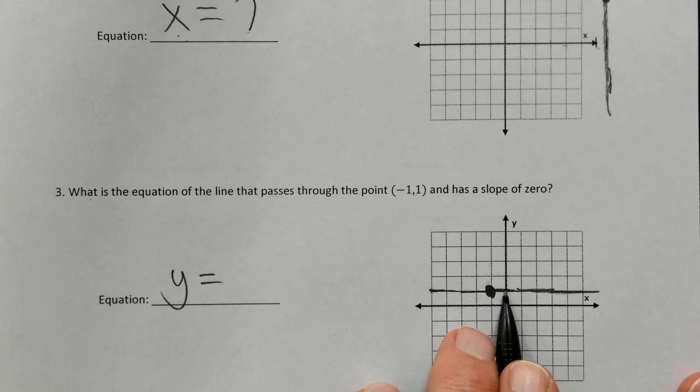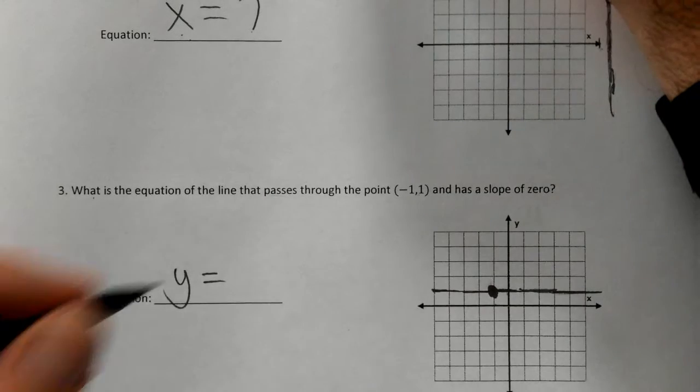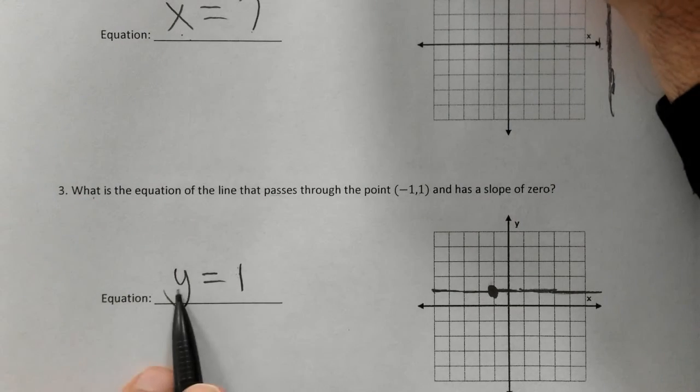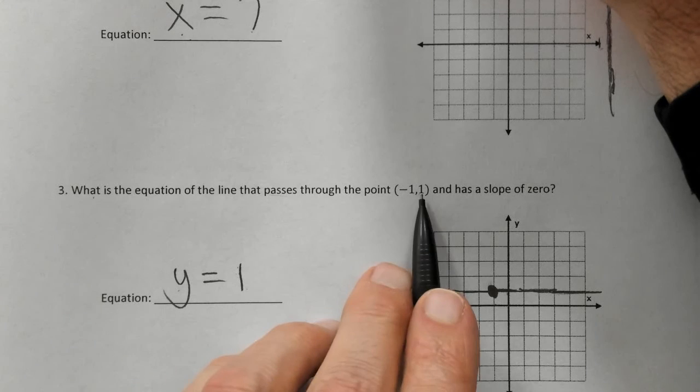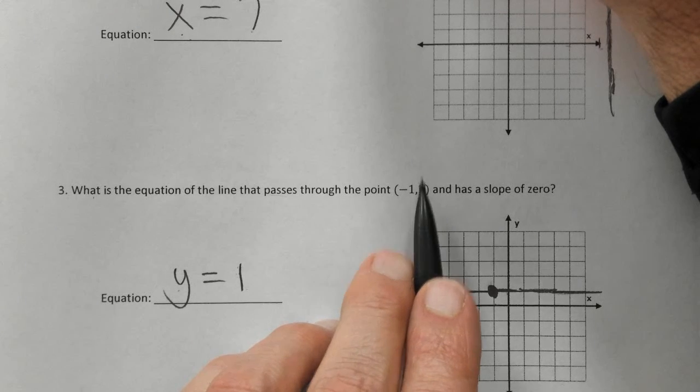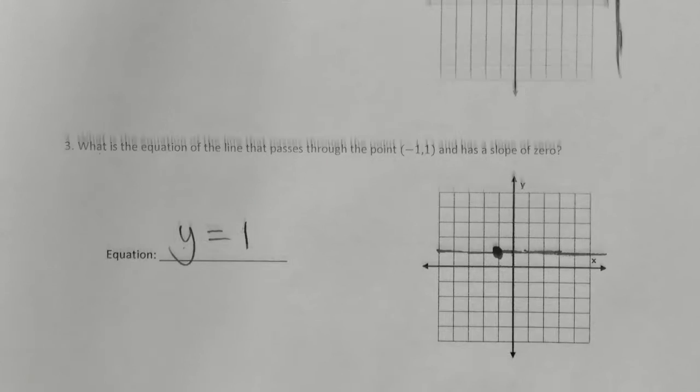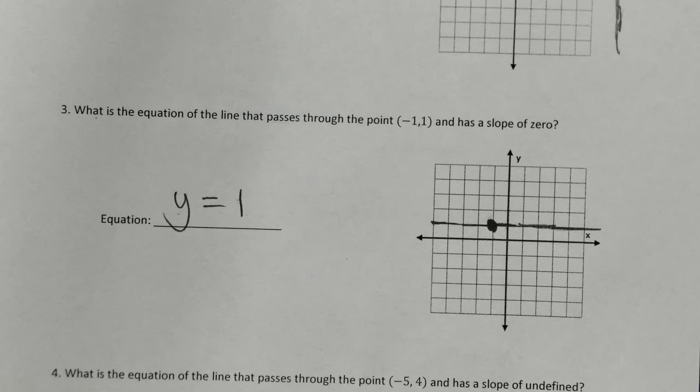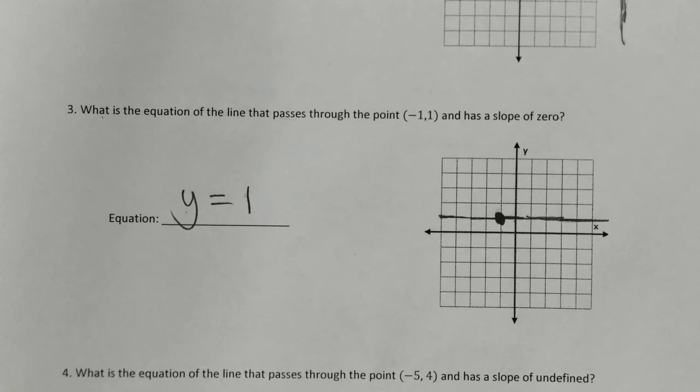And so in this case, that is going to be +1. So y equals 1 is the correct equation. We can verify that because looking at the point, the y-coordinate is 1. So that's how we know that that one is going to be our correct answer. Okay, so there's one more that we need to practice here.